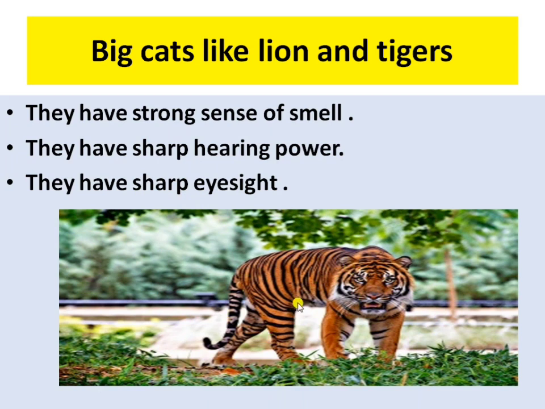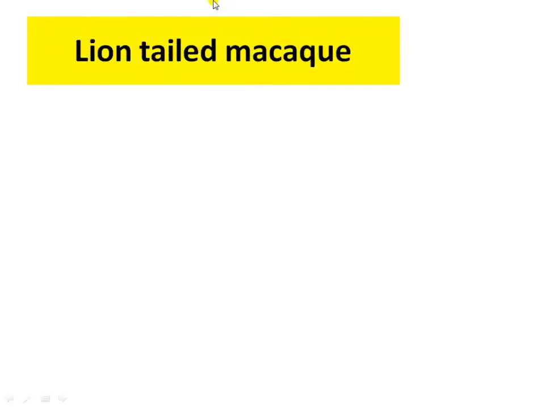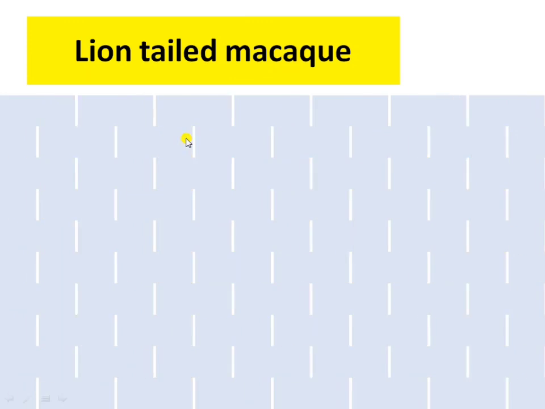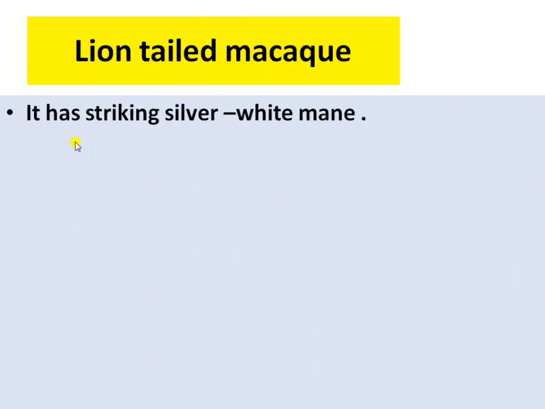This is a picture of a tiger, and one more thing, their skin color helps them merge with the surroundings. These are the adaptations of lions and tigers. Next is the lion-tailed macaque. The lion-tailed macaque has a striking silver-white mane that surrounds the head from the cheeks down to the chin.